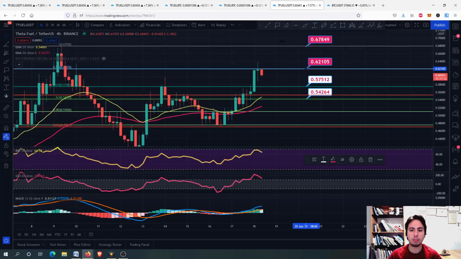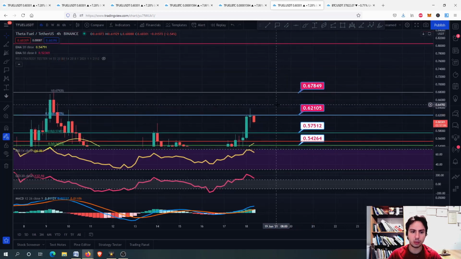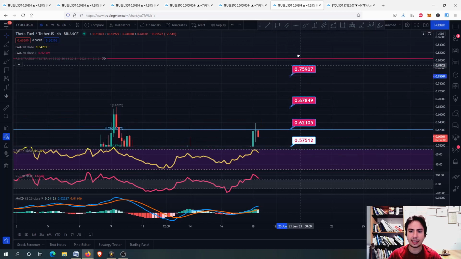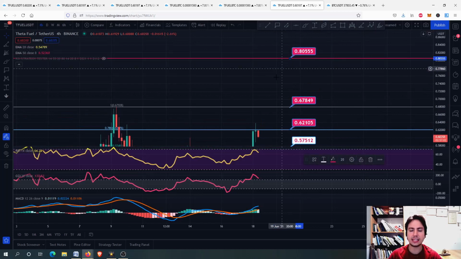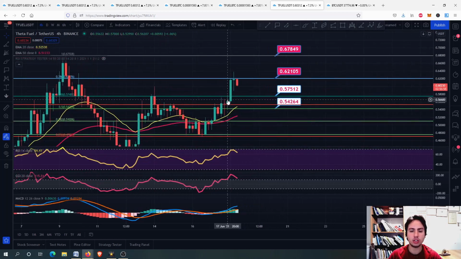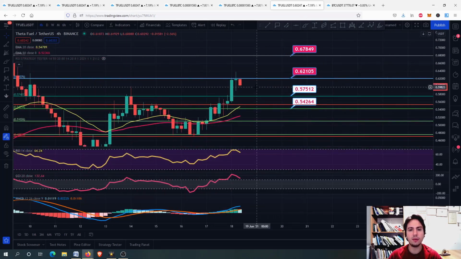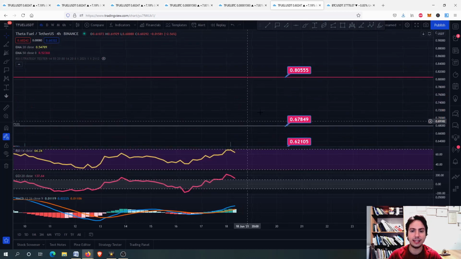Let's go now to the price analysis. And yesterday, guys, I told you 57 cents and 62 cents are our next resistance levels for the short term. And what I always told you is that we have the 80 cents as our next price target. Mark my words here. And of course now we are going to see whether TFUEL can get there easily, right?